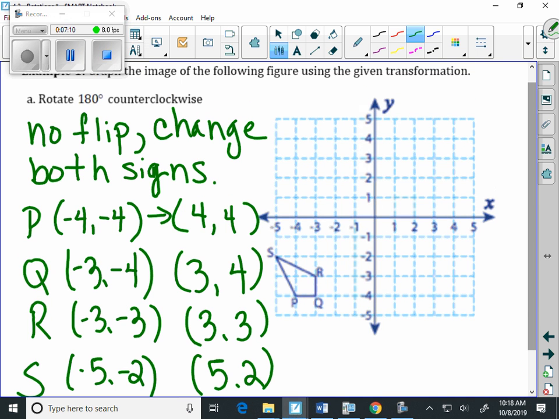4, 4 is our new P. Remember, it's like P to the first power, only it's P prime. Q is going to be 3, 4. Here's our new Q. R is going to be 3, 3. There's our new R. And 5, 2 is going to be our new S. There's our figure. We rotated it.